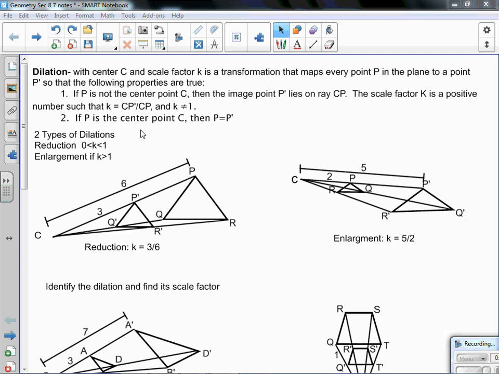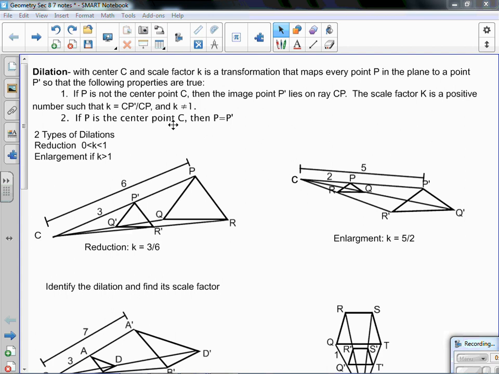We've got two types of dilations. One is a reduction, which is going to have a scale factor or K value between 0 and 1. So it's going to be a regular fraction, 1/2, 1/3, 2/3, 2/4, something like that. An enlargement is going to have a K value or scale factor that is greater than 1. So it could be an improper fraction or a whole number that's greater than 1.